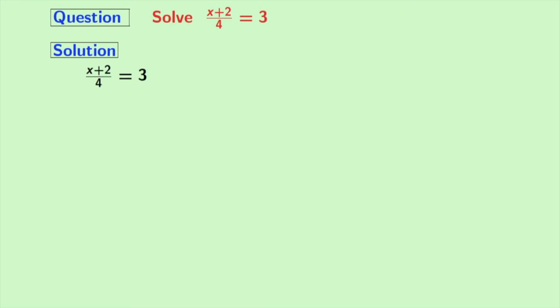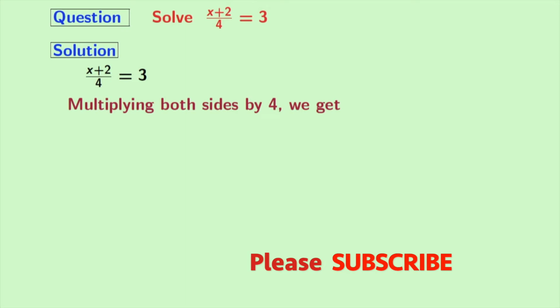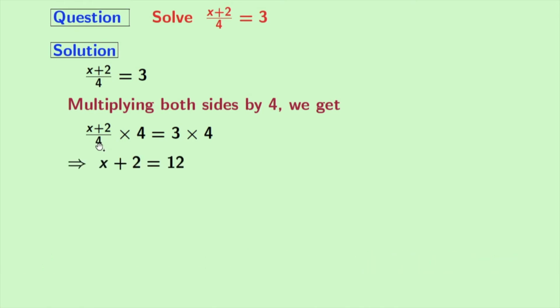The given equation is (x + 2)/4 = 3. Now we will multiply both sides by 4. So we have (x + 2)/4 times 4 equal to 3 times 4. Look, that 4 gets cancelled on the left hand side. So we have x + 2. And on the right hand side, we have 12.